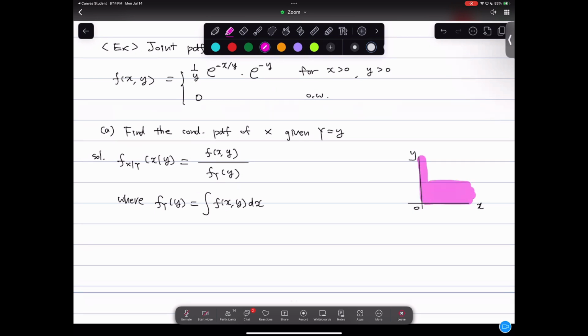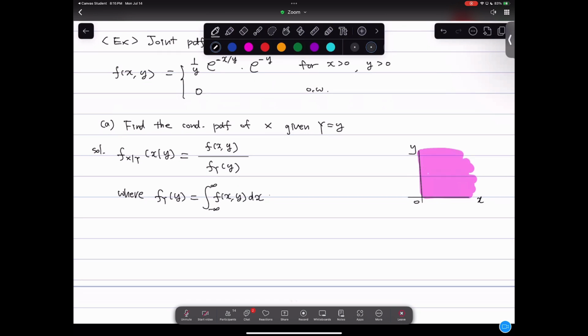So integration is pretty simple in this case. By definition this is negative infinity to positive infinity, but now I have to get my dx, so x is going from 0 to infinity. So now I have the integral from 0 to infinity of the joint, which is 1 over y, e to the power of negative x over y, times e to the power of negative y, dx.